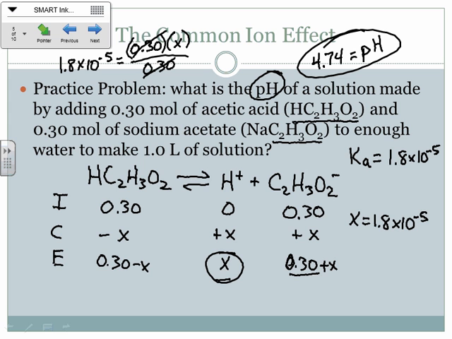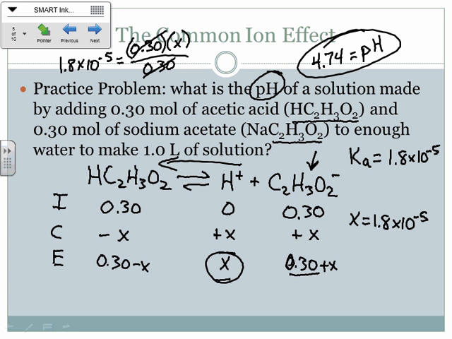Now, if I had not dumped in the sodium acetate, do you think that pH would have been lower or higher? Probably would have been lower, right? Because what I did was I dumped in, again, some of the product, which pushed it back this way, lowered the H plus concentration, and made the pH higher than it would have been otherwise, okay?